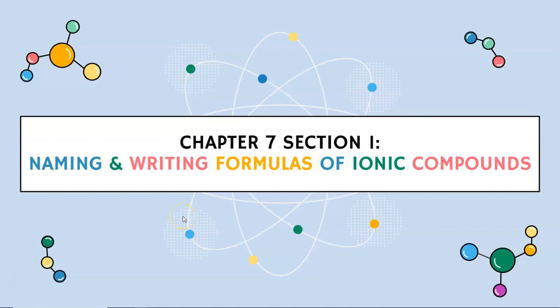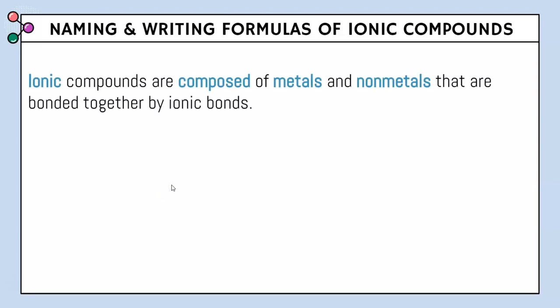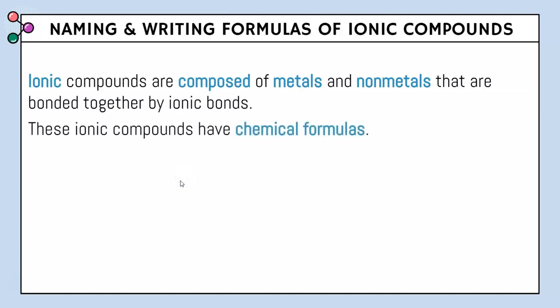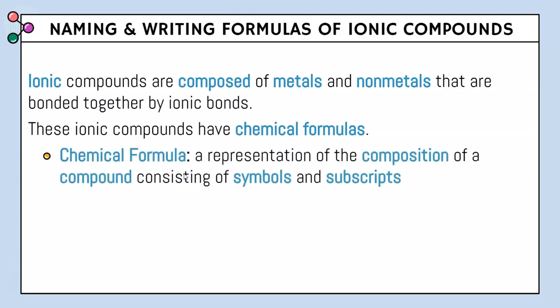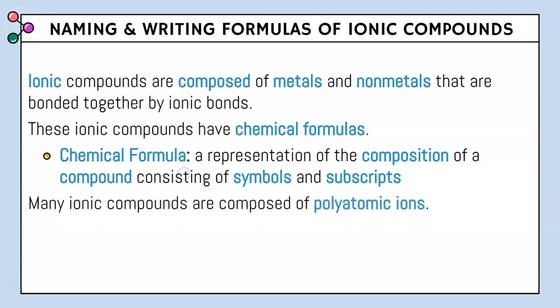Today we're going to be talking about naming and writing formulas of ionic compounds. Ionic compounds are composed of metals and nonmetals that are bonded together by ionic bonds. These ionic compounds have chemical formulas, and a chemical formula is a representation of the composition of a compound consisting of symbols and subscripts. Now, many ionic compounds are composed of polyatomic ions.